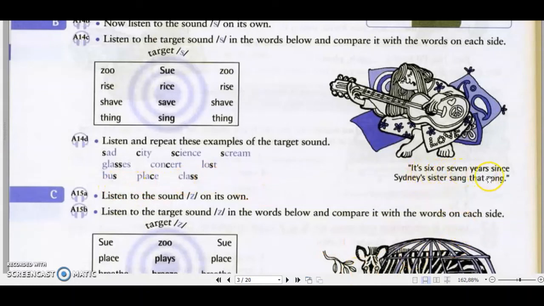It's 6 or 7 years since your sister sang that song. It's 6 or 7 years since your sister sang that song.